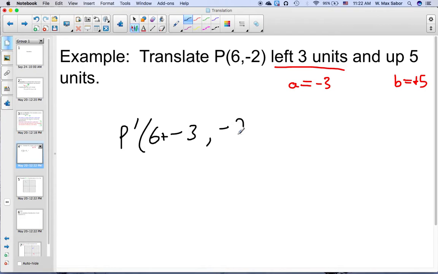the new y-coordinate will be negative 2 plus 5. Because left is only going to affect the x-coordinate, up is only going to affect the y-coordinate. 6 plus negative 3 is 3, negative 2 plus 5 is also 3.